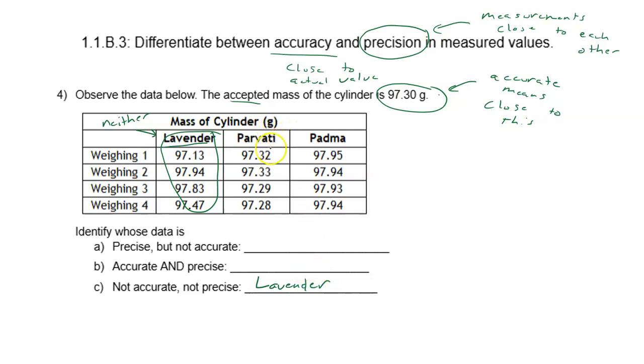Now we can look at Parvati. Here, all of those numbers are pretty close to 97.3. So we'd say Parvati's accuracy is pretty good. And those numbers don't change a ton. They're plus or minus 4/100ths of a gram. So it looks like Parvati is both accurate and precise.